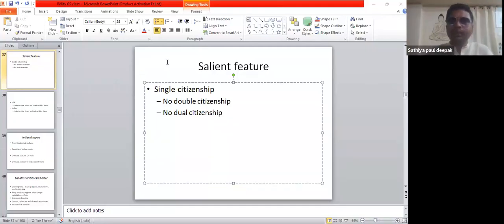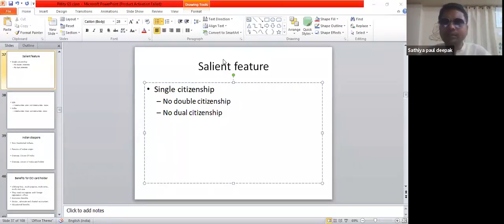So the salient feature of Indian citizenship is single citizenship, which means no double or dual citizenship. In some countries, there will be citizenship for the country as well as the state. If we go to the USA, you will be a citizen of the United States of America and also a citizen of one particular state. But in India, we have only one citizenship, that is, we are all citizens of India. We don't have citizenship for states.